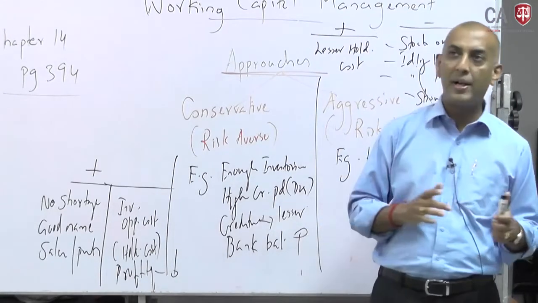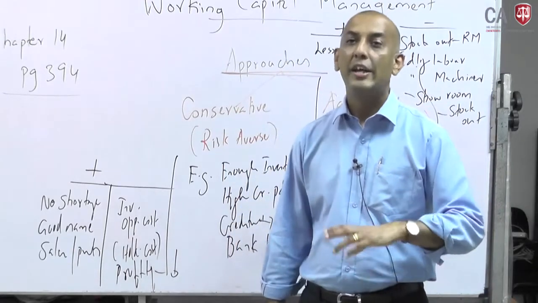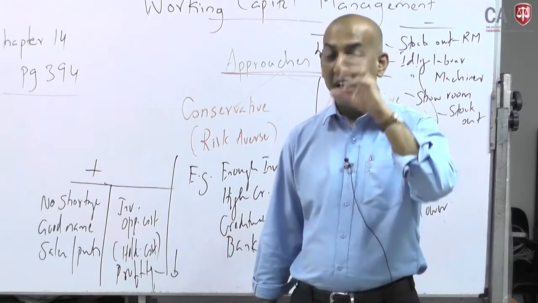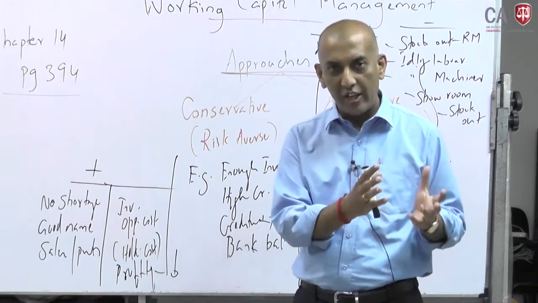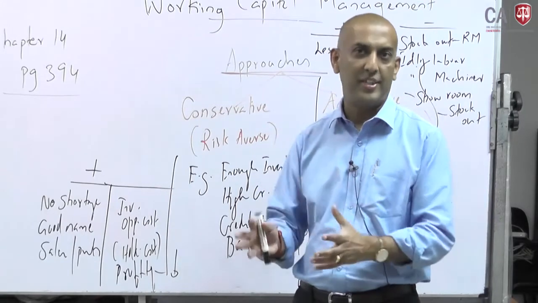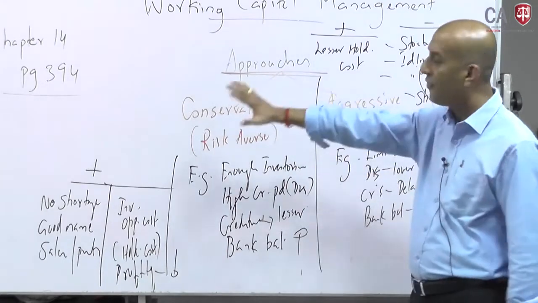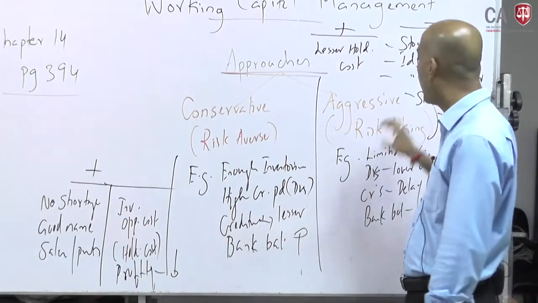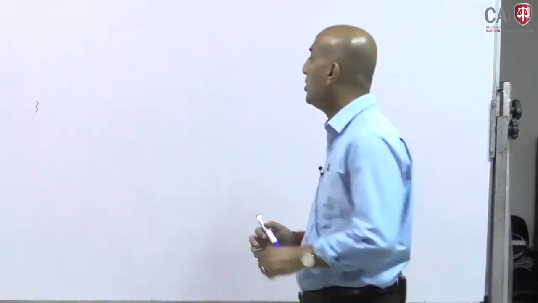So there are people who are conservative, there are people who are aggressive. Similarly, even organizations: there are conservative organizations and aggressive organizations. Even within an organization, certain decisions they will be conservative, certain decisions they are aggressive. So please note, these are the relevant facts for you to decide whether you want to go on the conservative approach or aggressive approach in managing the working capital. So that's basically the approaches on working capital management.